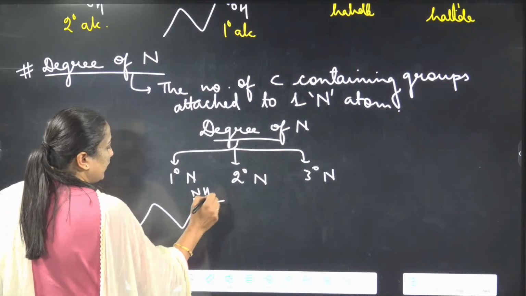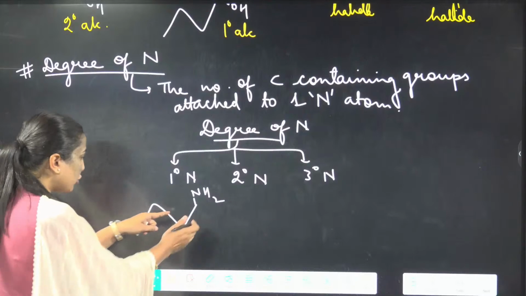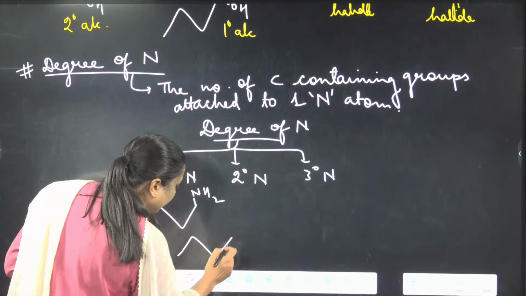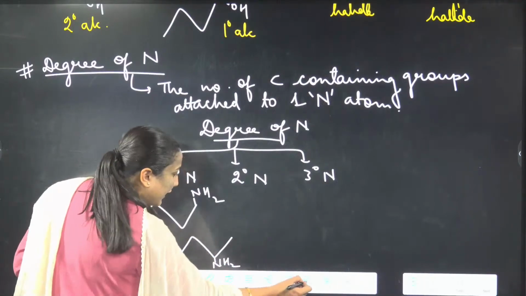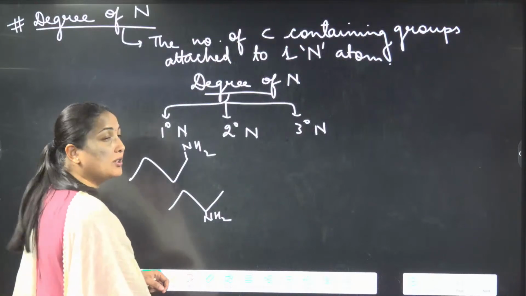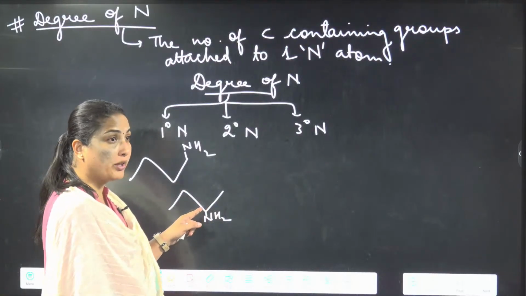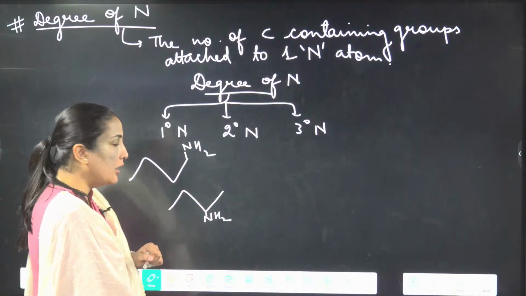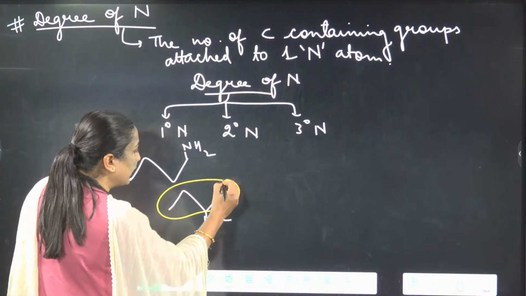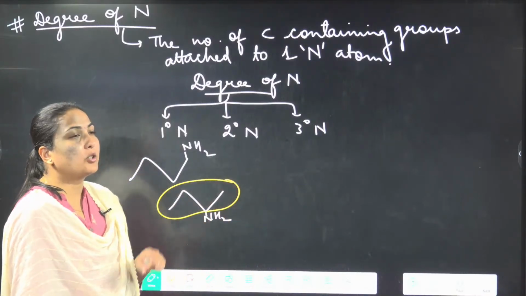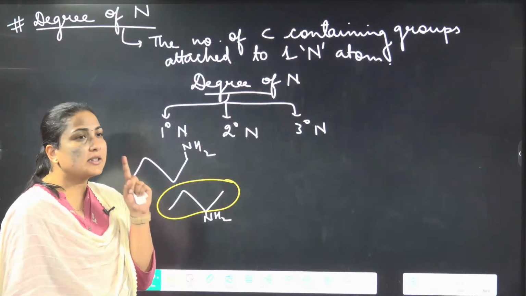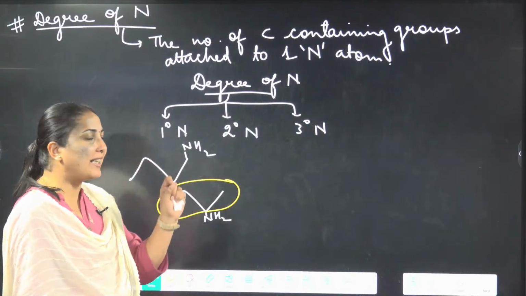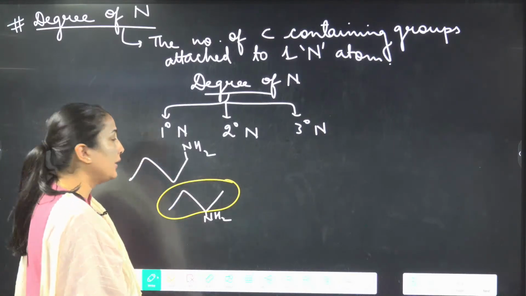Suppose I write it like this. This is a primary amine because there is only one carbon containing group connected to this NH2. I can also write something like this. Had the previous definition been correct, this would be 2 degree, so I would have called it a 2 degree amine. But it is not a 2 degree amine, because you have only one carbon containing group directly connected to NH2. So do you realize the difference now? Is this clear? We define it by the number of carbon containing groups directly attached to this nitrogen, right?